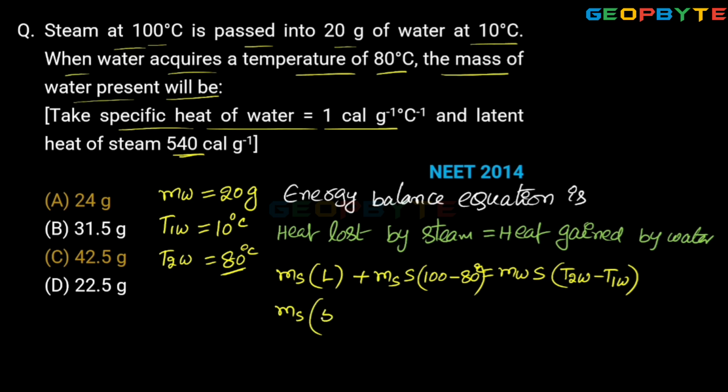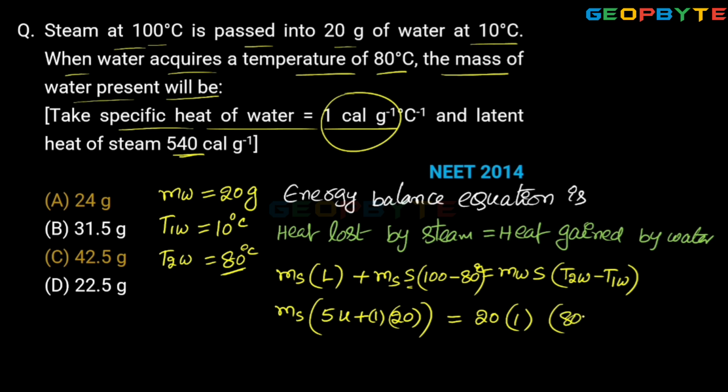Now let us write the mass of the steam into latent heat, which is given as 540, plus specific heat, which is 1, and it is 20, equal to mass of the water, given as 20, and S given as 1, into 80 minus 10. It is 20 into 20 into 70.